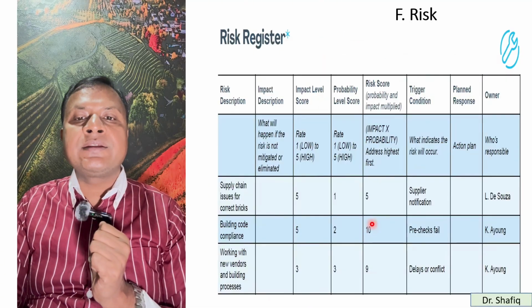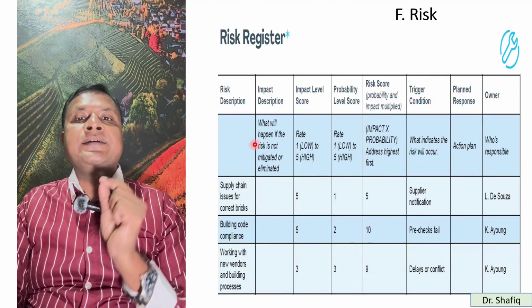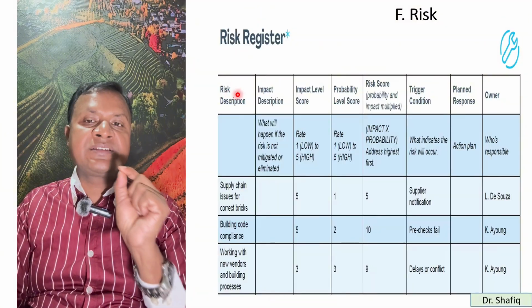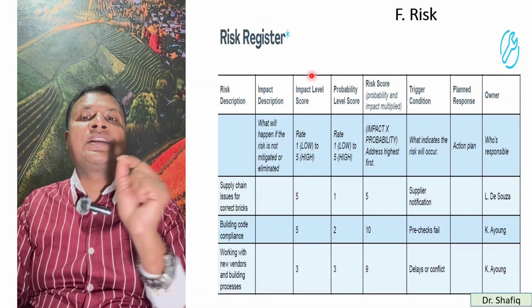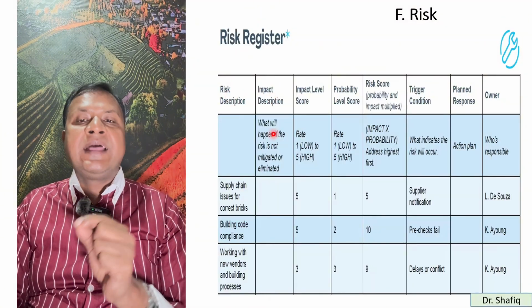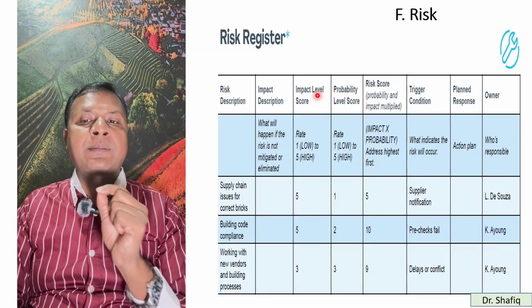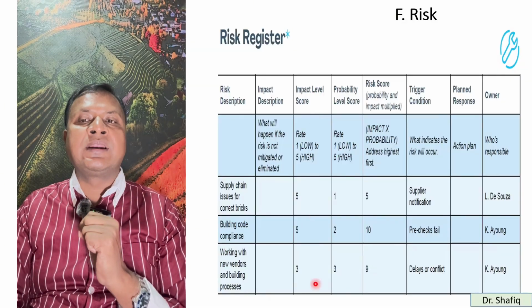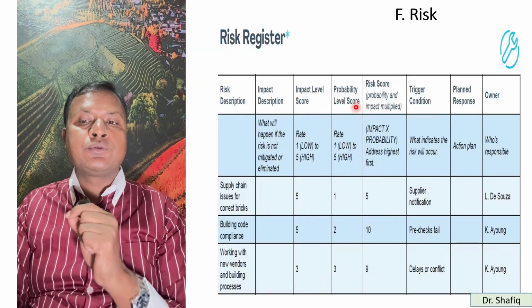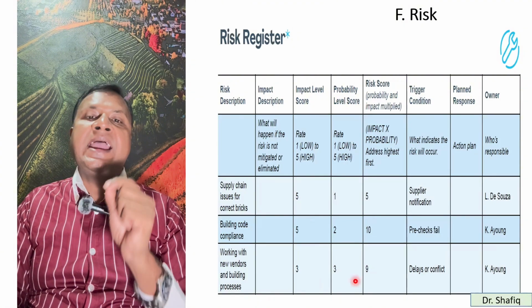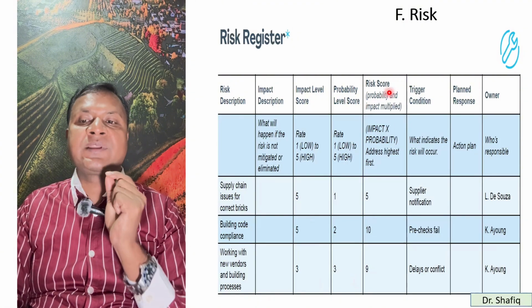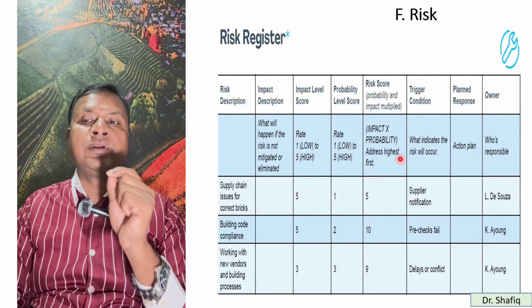In the risk register, you can see the figure here. You can write the risk description. Then you can write the impact description. Then you can give a score, impact level 5, 5, 3, 2, 1, like this. Probability level score 1, 2, 3, like that. And then you can score the risk 5, 10, 9 in this way.